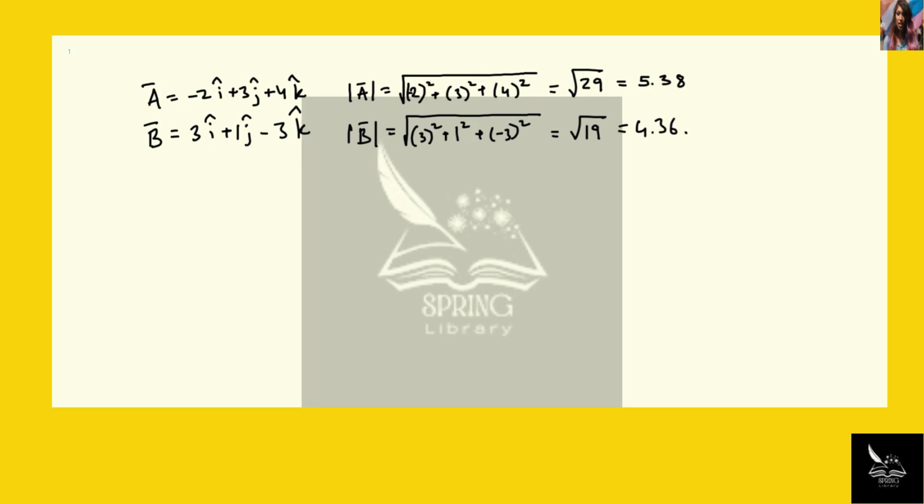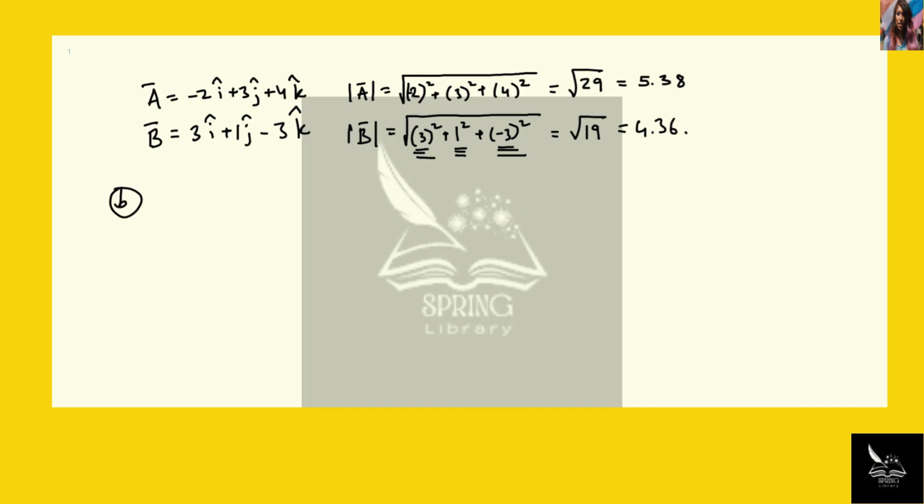Now, as you can see, because we are squaring each component, it doesn't matter if they are positive or negative. Plus 3 and minus 3 would give the same number here, and plus 3 and minus 3 would give the same number here, and plus and minus 1 would give the same number here.